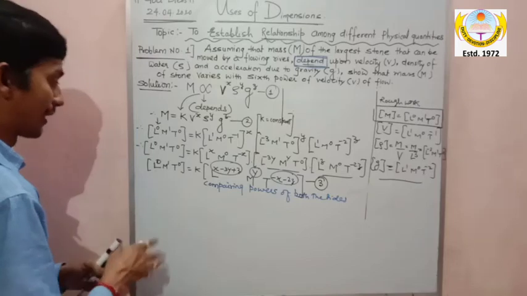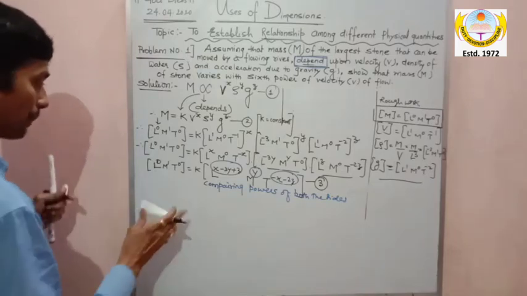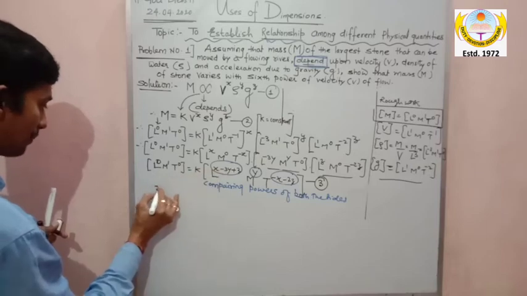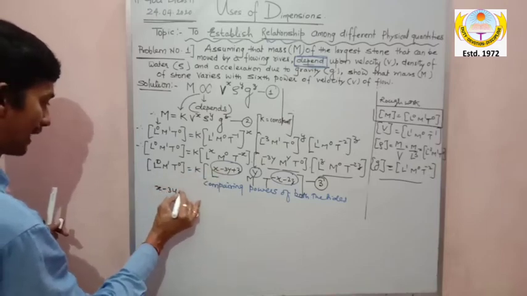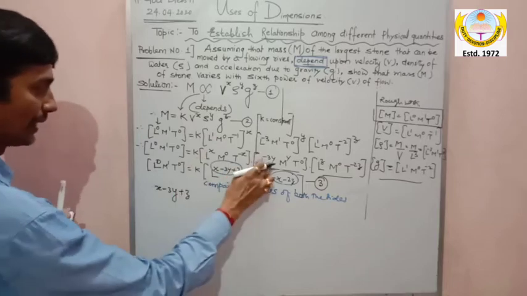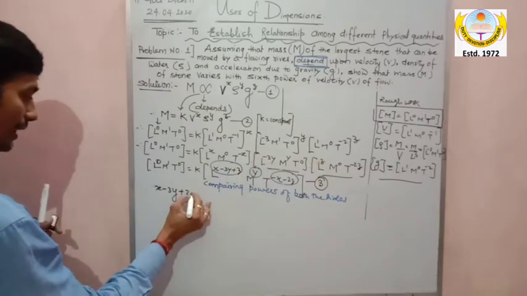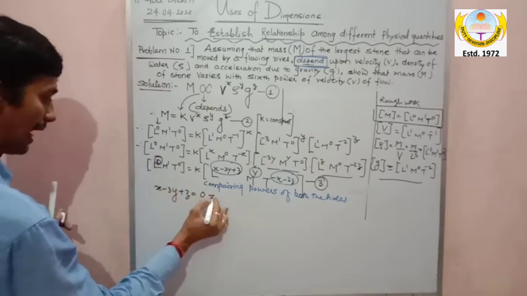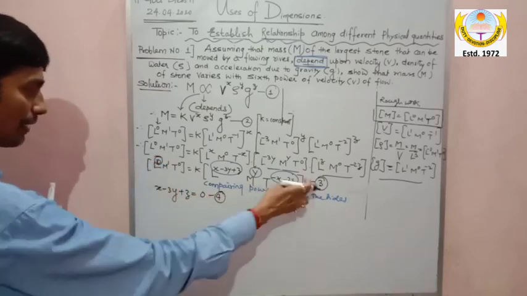So now let's start comparing the power. Here I will compare first power, you can see x minus 3y plus z. This is z. X minus 3y plus z is equal to, here the power is 0, you can see. And I will put this as equation number 4 after 3.